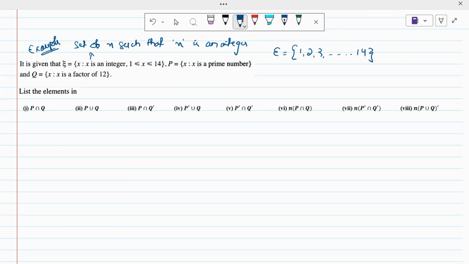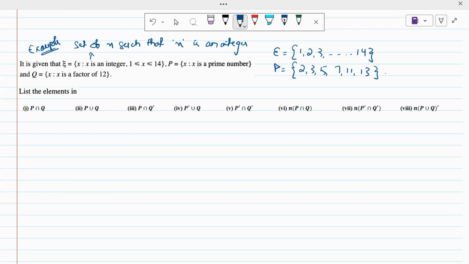Next we have set P. Set of x such that x is a prime number. Again, you list down the elements of P. You have to consider all the prime numbers within this range of the universal set. So within the range of universal set 1 till 14, the prime numbers are 2, 3, 5, 7, 11, 13. So these are all the prime numbers.